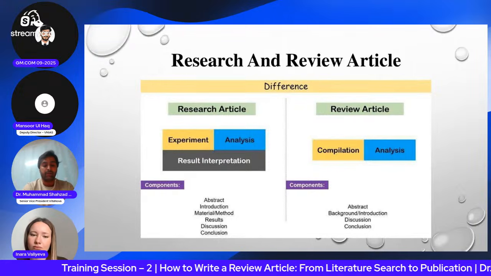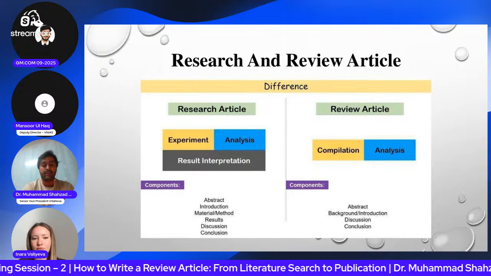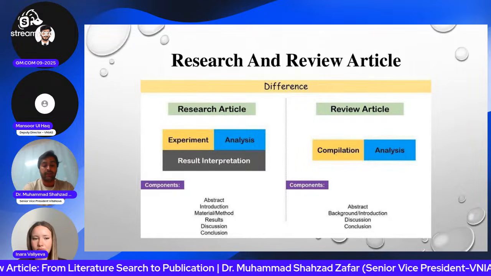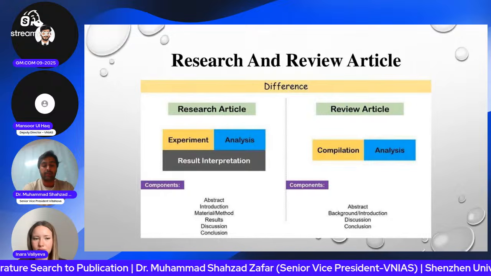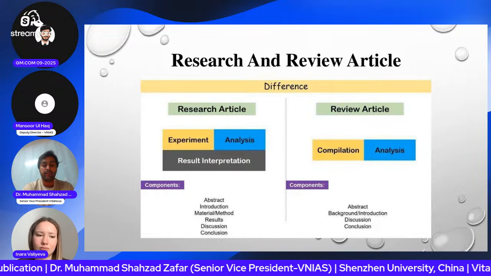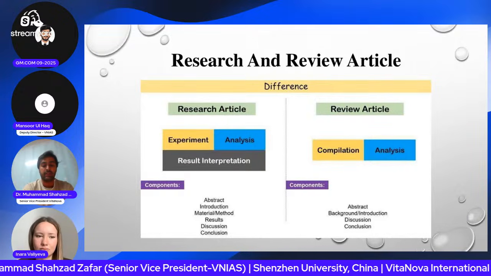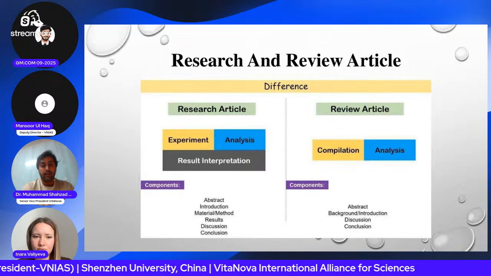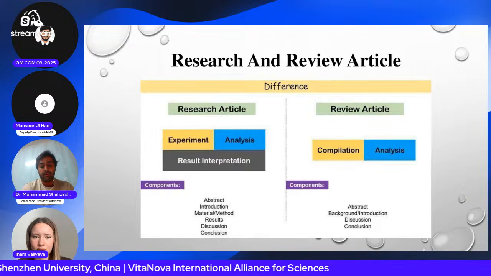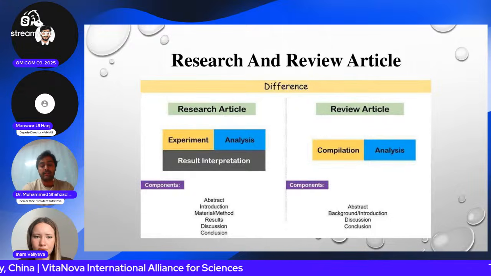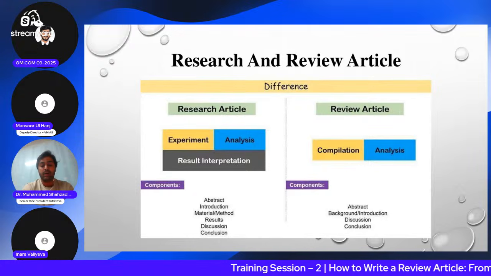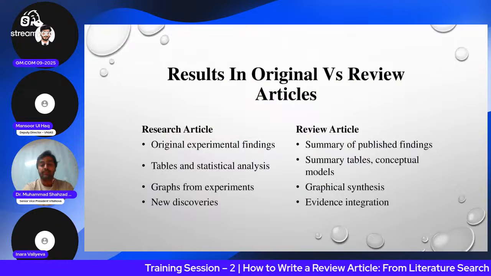For example, if I test a drug on cancer cells in my laboratory, that is original research. But if I collect 100 published studies about that drug and compare their mechanism, effectiveness, limitations, and research gaps, that becomes a review. Here, I want to give an important message: a research article asks what did I find, but a review article asks what the existing literature collectively tells us.